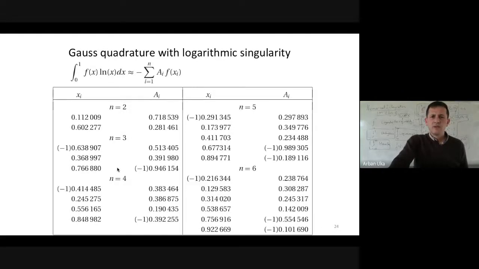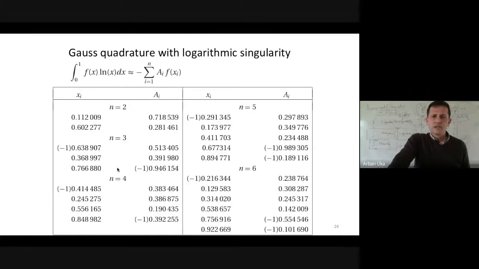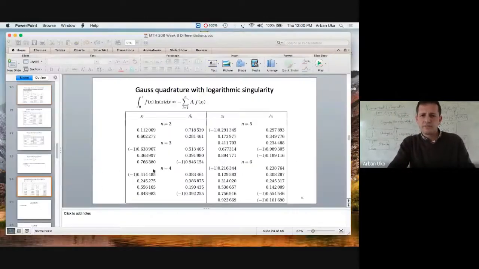Now, here we have a different type of integral. It goes from 0 to 1. And this can have a different type of singularity because we know that at 0, ln of x is not defined. ln of 0 is not defined. It goes to minus infinity. So these are some types of integrals, but as we said, we're just going to use the Gauss-Legendre.